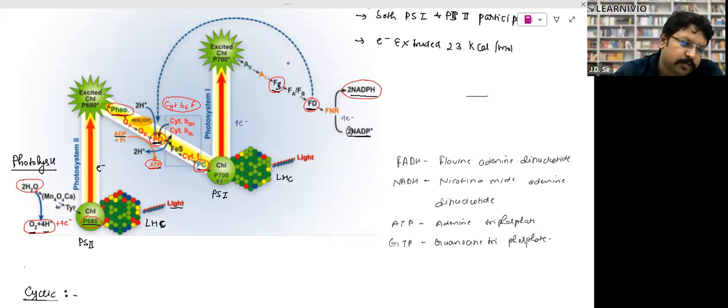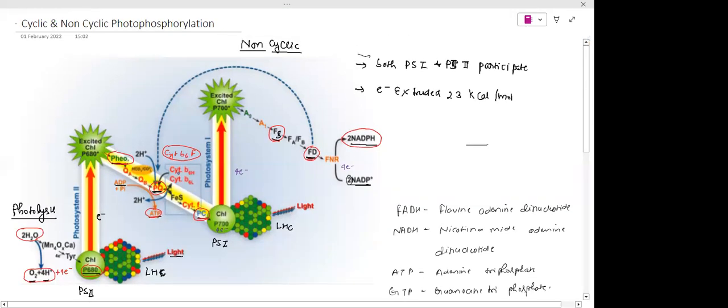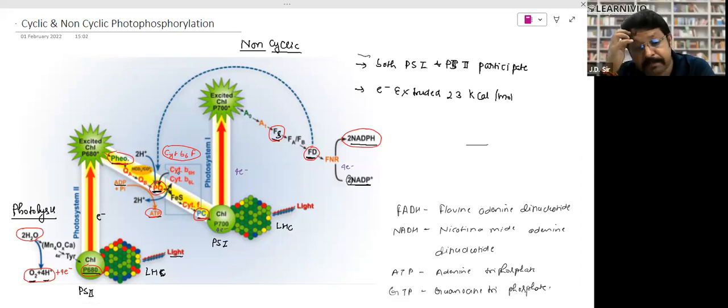Full stop. So is that clear? Yes, sir. Now, if NADP plus is not present, then what will happen? Then the cyclic photophosphorylation will take place.